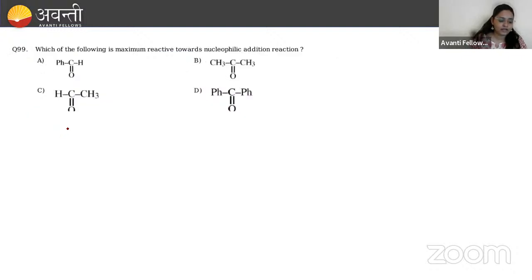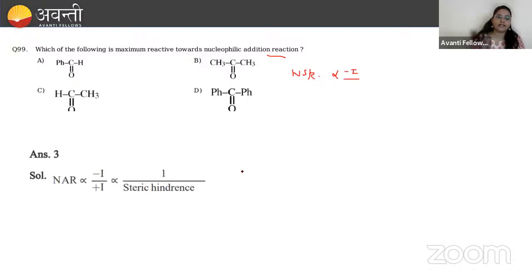Okay, next problem. Which of the following is maximum reactive towards nucleophilic substitution reaction? So whenever nucleophilic substitution reaction takes place, what happens is that it is directly proportional to negative I, and it is inversely related to plus I, and it is inversely related to the steric hindrance of a given compound. So here option C is the correct answer.